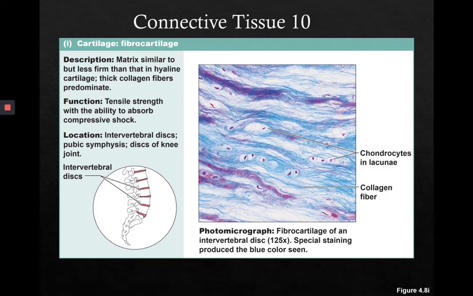Locations again are the intervertebral disc, pubic symphysis, and disc of the knee, sometimes called the meniscus. This type of fiber has a lot of tensile strength, but its main claim to fame is its ability to absorb compressive shock. Both the knee and the vertebrae are under a lot of gravitational stress.